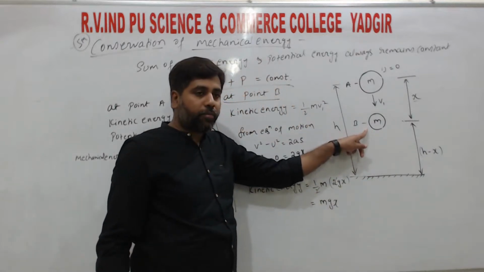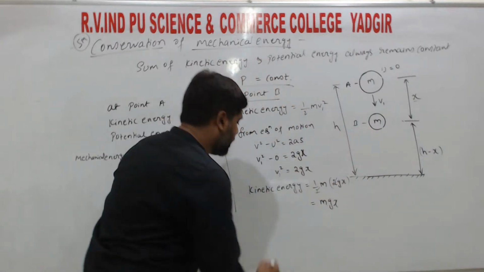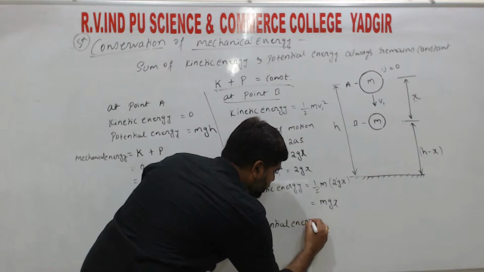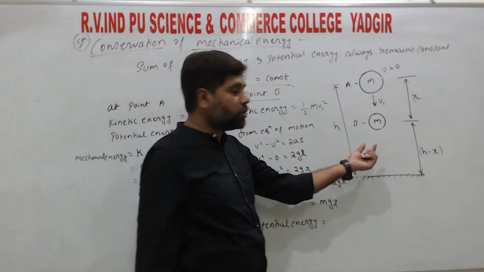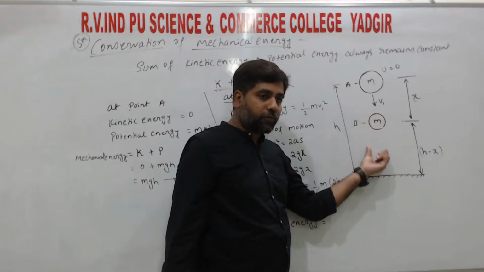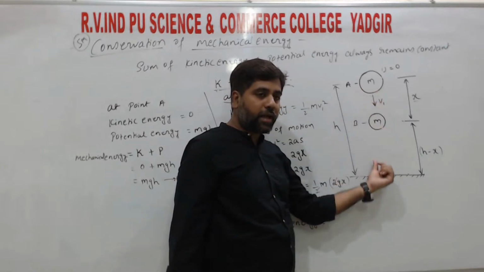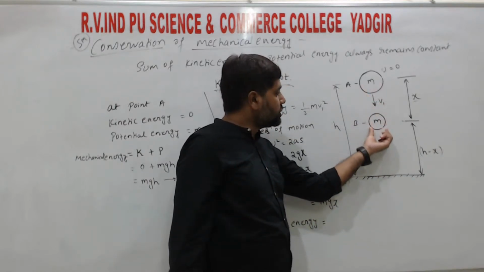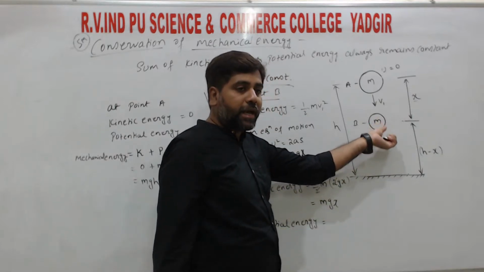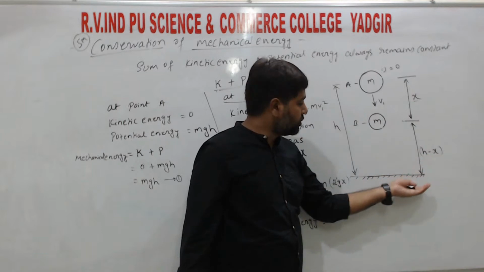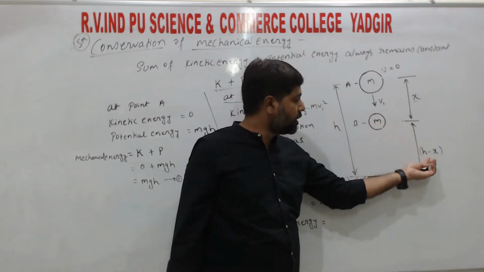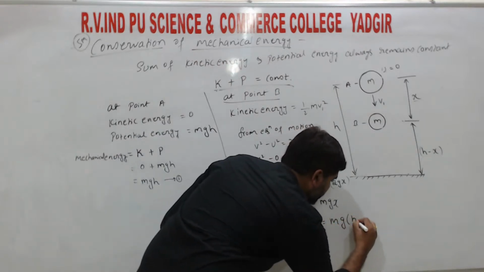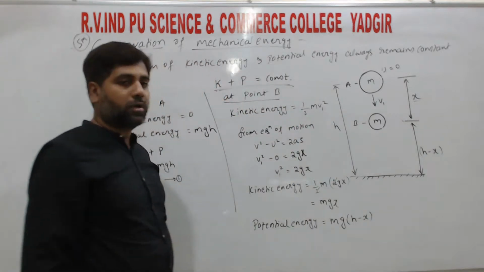Next, at the same point b, we are going to find the potential energy, right? Potential energy at point b. Here also, due to gravity, the object is falling freely. The gravitational force always acts vertically downward, and the displacement is also vertically downward. So this potential energy we take as mgh. How much is h? It is h minus x, that is the height from the ground, which we write as mg(h minus x). So the potential energy is mg(h minus x), right?